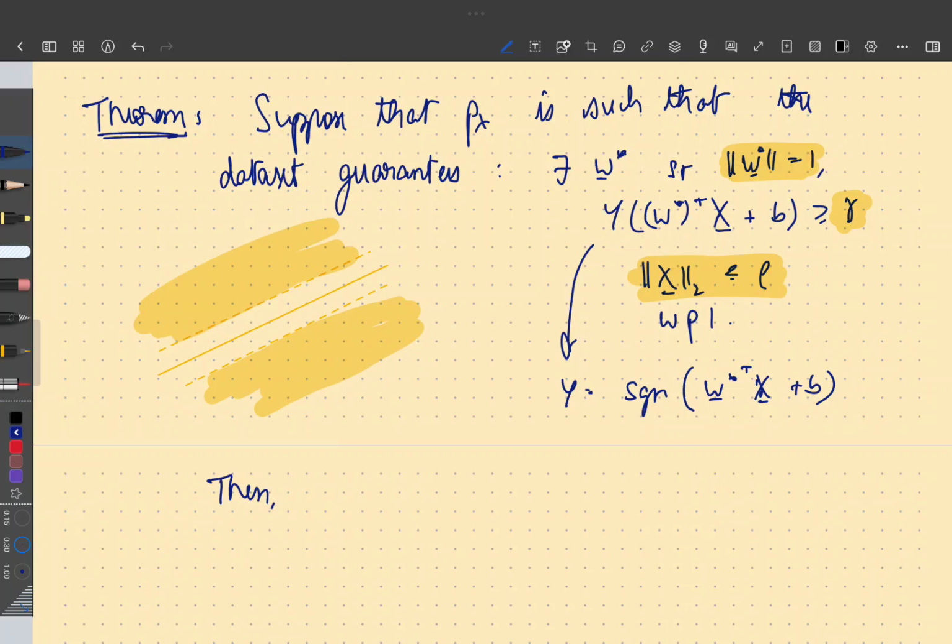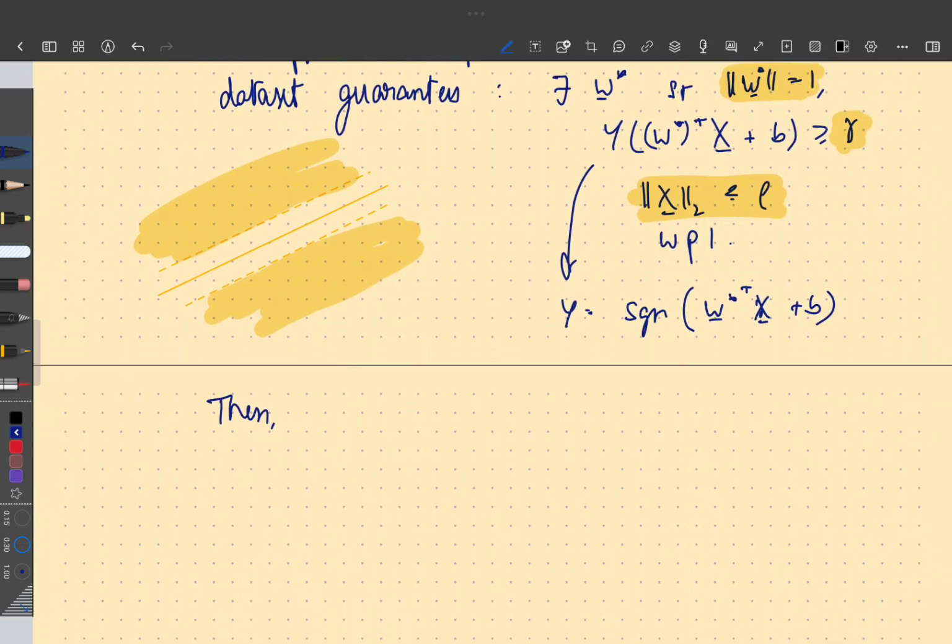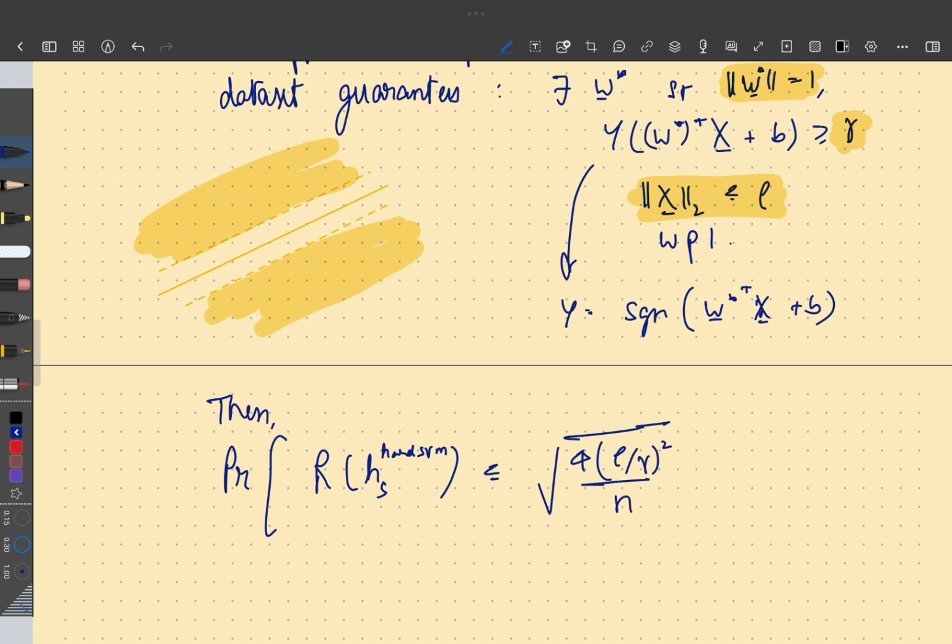Right, so if this is the case, then the probability of error of the hard SVM classifier is guaranteed to be less than or equal to the square root of (4 rho by gamma) the whole squared, divided by n, plus the square root of 2 times log 2 by delta divided by n, with probability at least 1 minus delta.